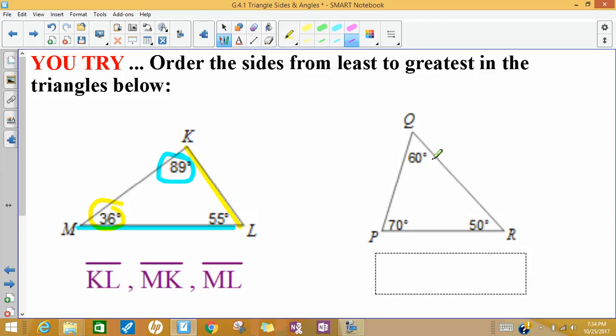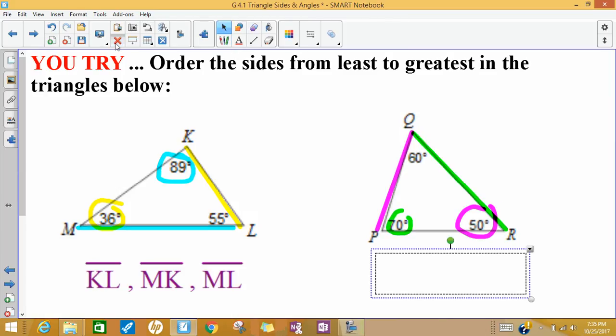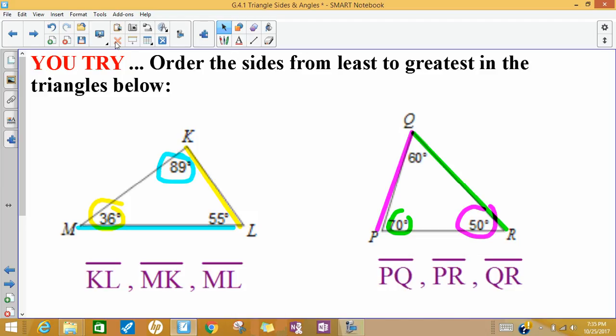Over here, 50 is my smallest angle, making PQ my smallest side. 70 is my biggest angle, making QR my biggest side. And there they are listed. Just a real quick note too, if you named any of these backwards from when I named them, that's okay. So PQ could also be called QP, PR could also be called RP, QR could also be called RQ. As long as they're in the same order, you're good.